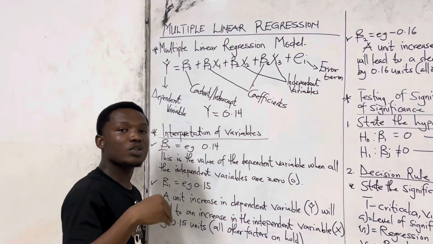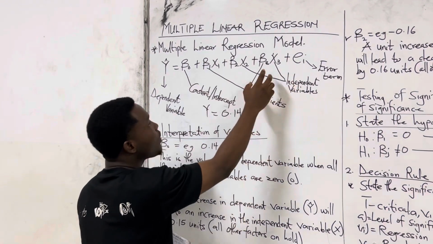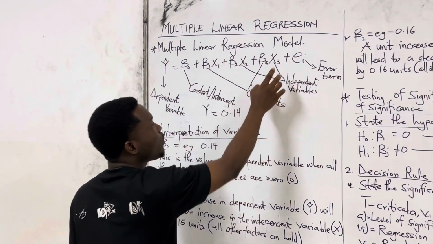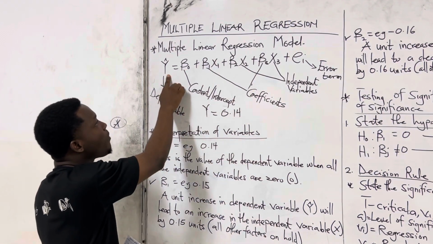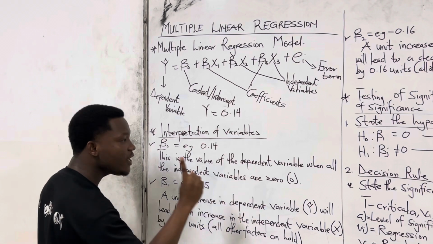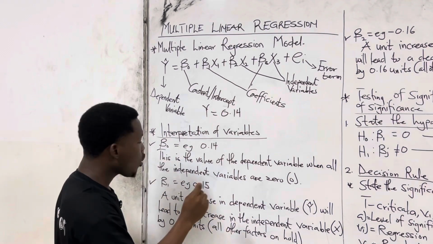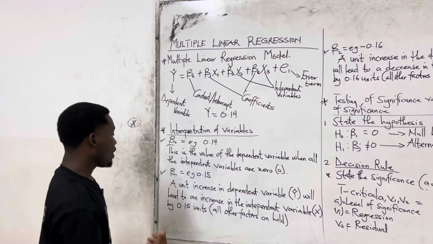The error will be given to you in the question, whether you have error or not. So if all these are 0, multiplying the x1, x2, and then x3, it will become 0. So automatically your dependent variable will be equal to the b naught, which is the constant or the intercept, when all the independent variables are 0. Then we have the beta 1.